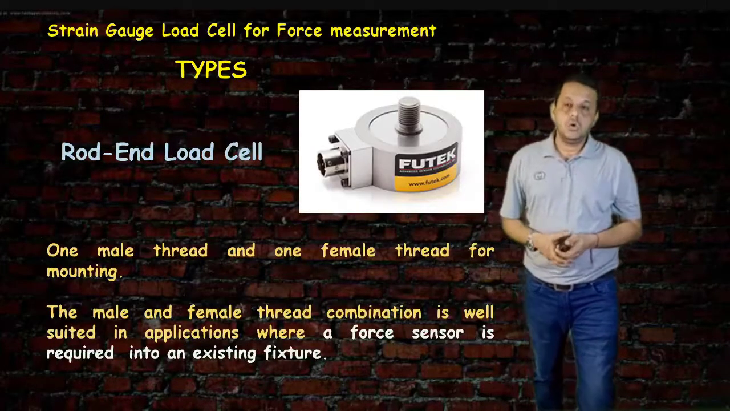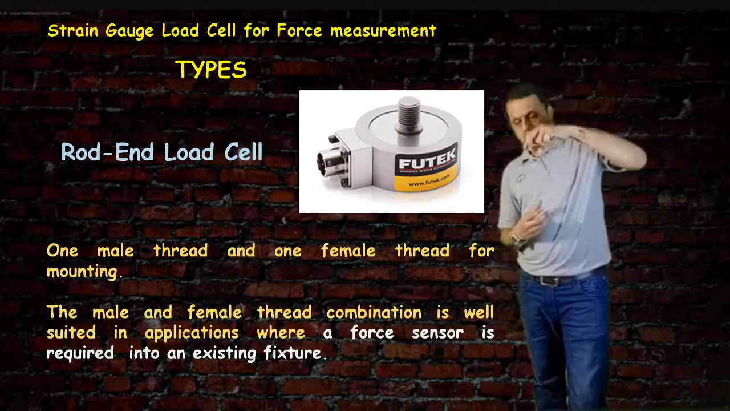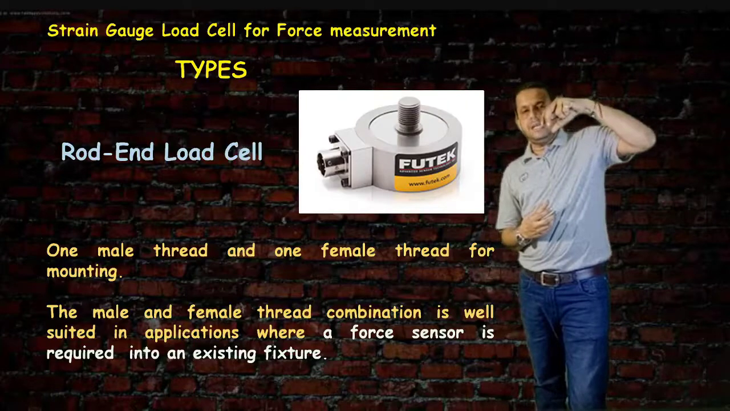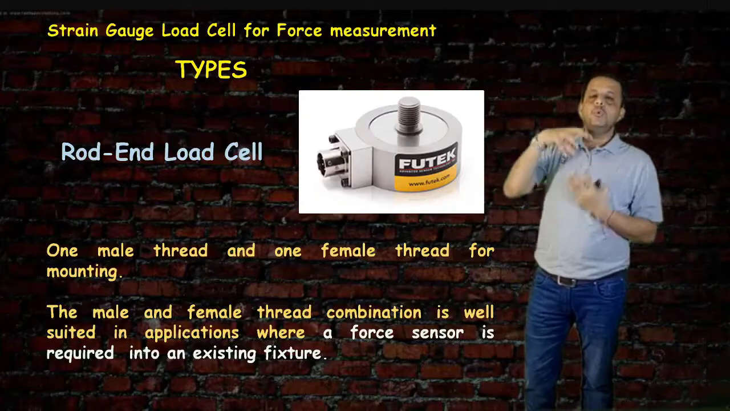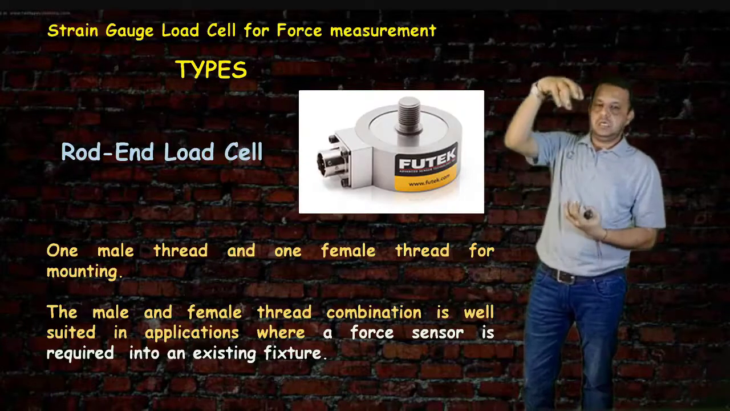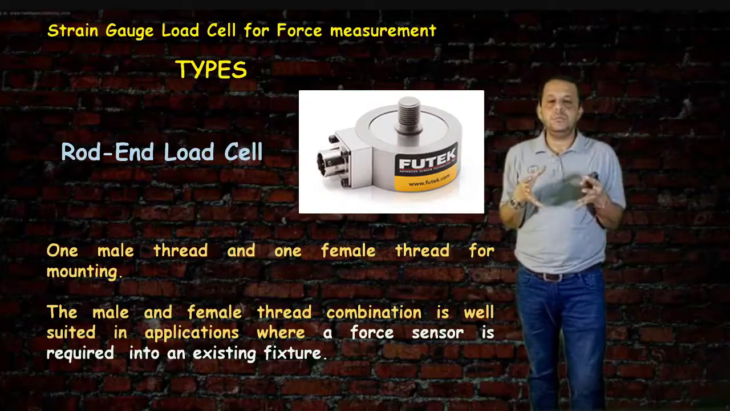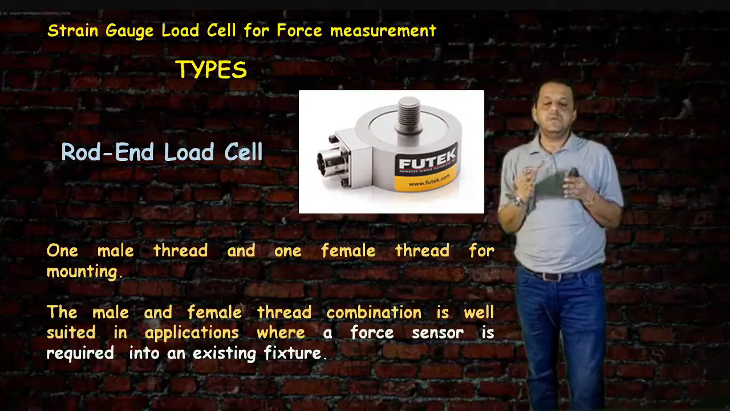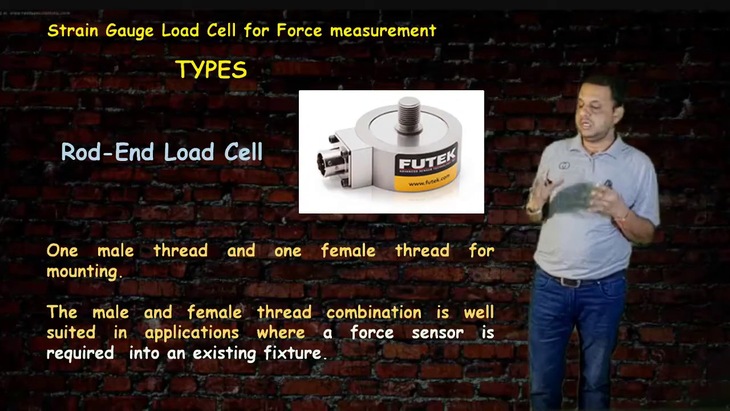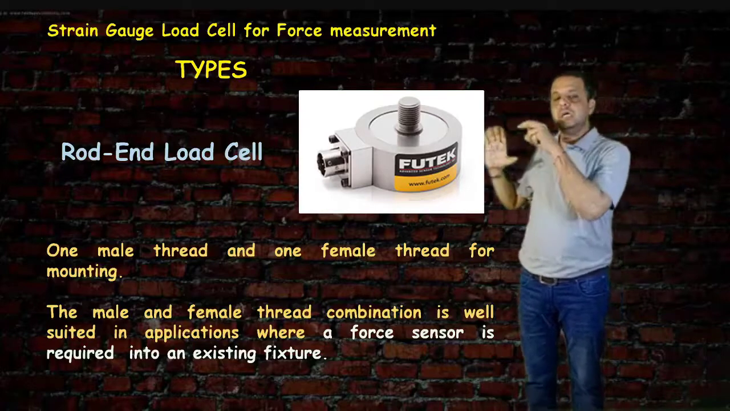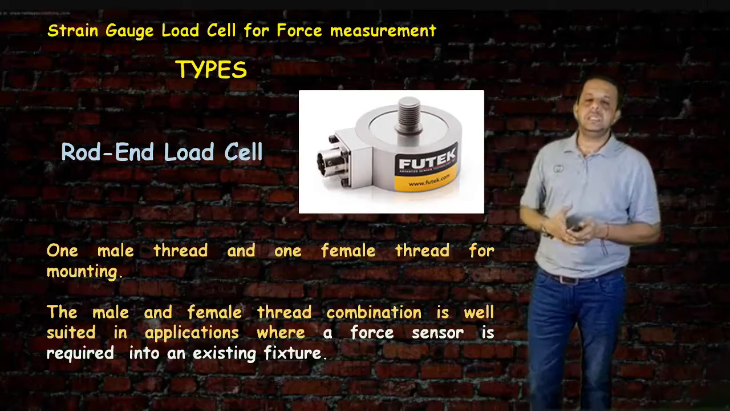The next is the rod end load cell. Here you see one end is taken out like a rod and the other has the female thread. So it has both male and female thread structure, from one side to the other side female structure. So that can be fixed in combination where a force sensor is required in an existing fixture. Like already one structure is available and where you have to insert this. So both sides you have the facility to use it.